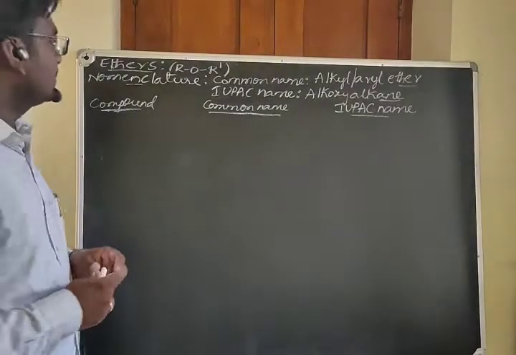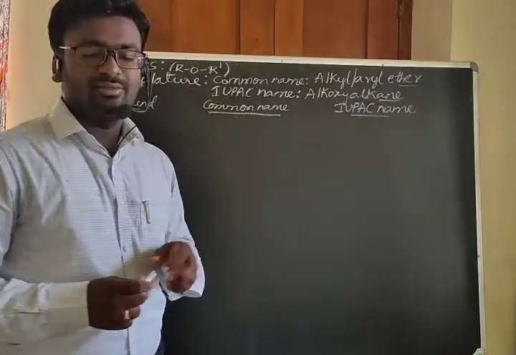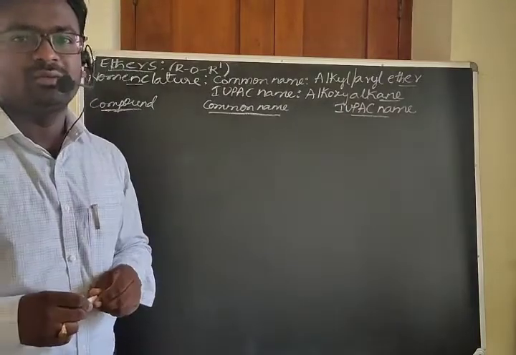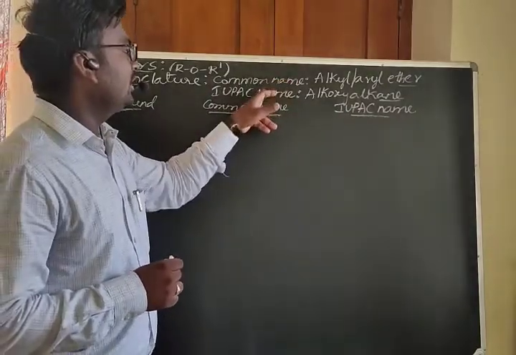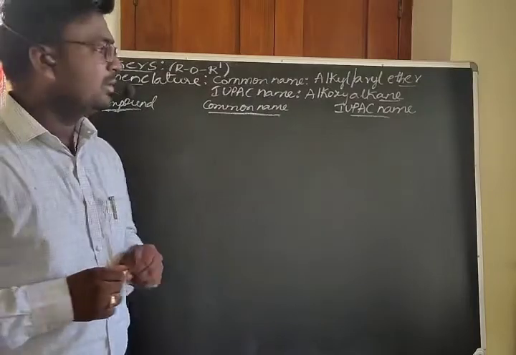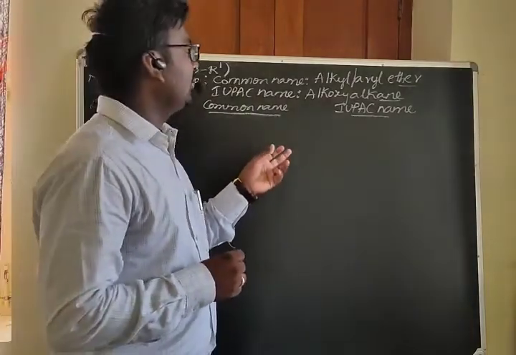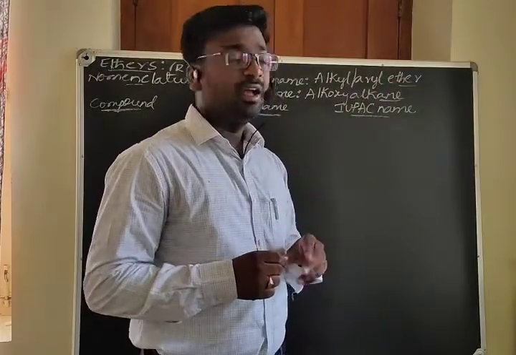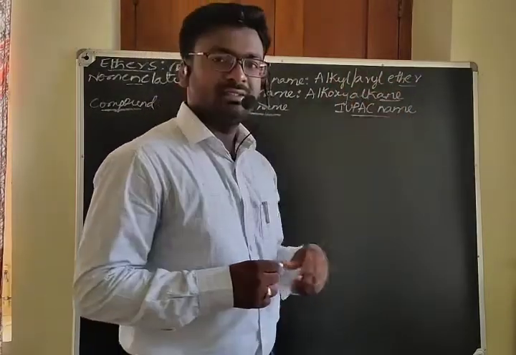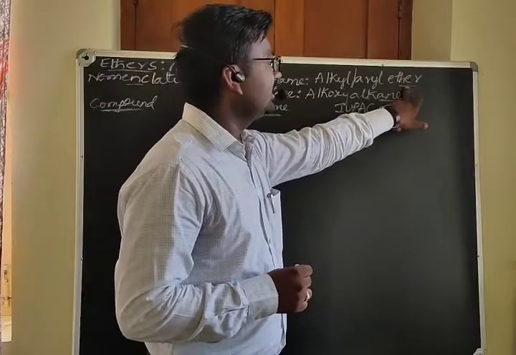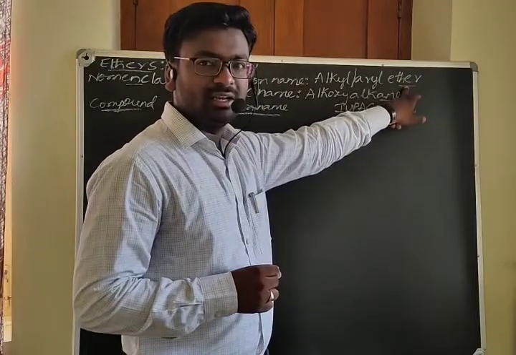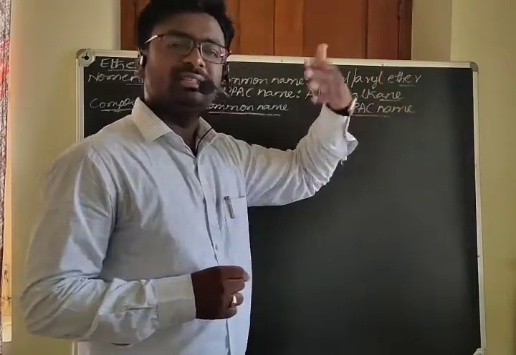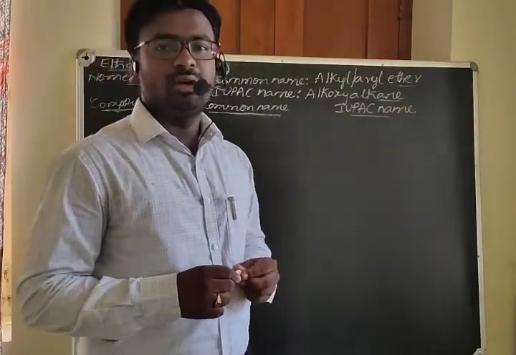Now we shall discuss the nomenclature of ethers. Organic compounds will generally have two names: one is the common name and another is the IUPAC name. In the common system, we call ethers alkyl aryl ethers, or aryl alkyl ethers. You can observe that its class name is at the end of this sequence, meaning we have to pronounce it as ether at the end in the common system.